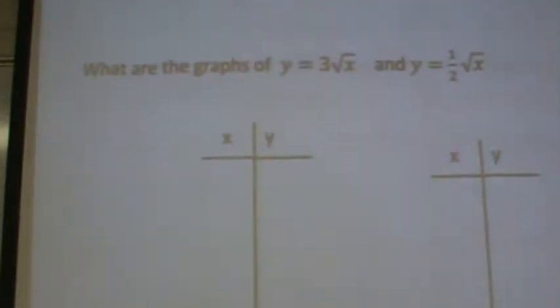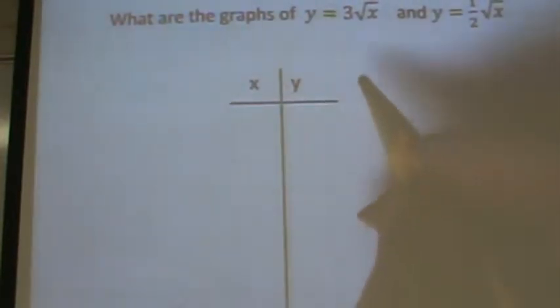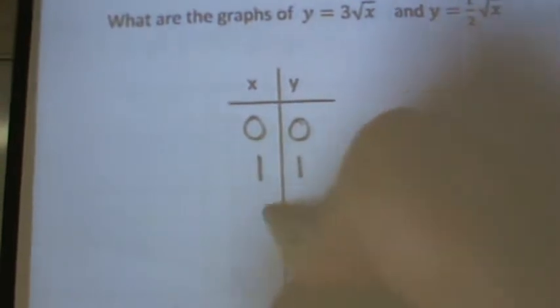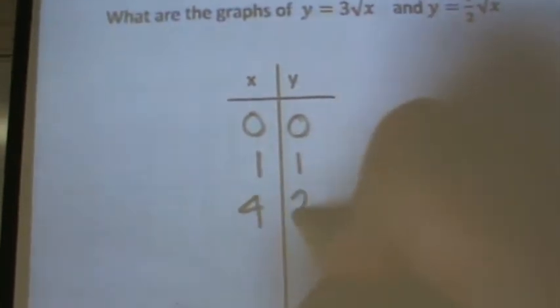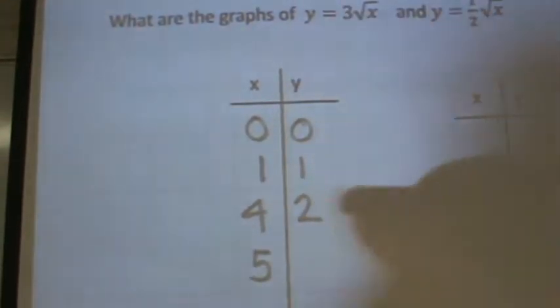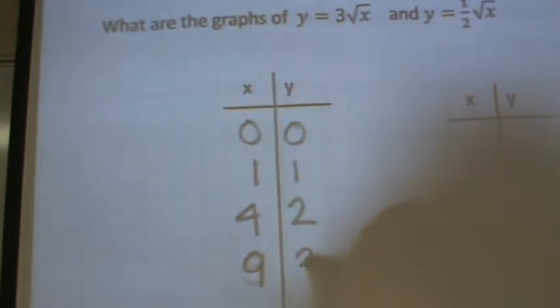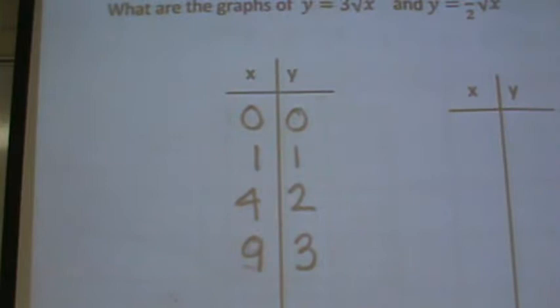Okay, next 2. This one has numbers in front of your x. So I want to take your parent function again. You're going to get really good at this parent function. Okay, Mr. Duke, what do you got? Y equals 3 root x.